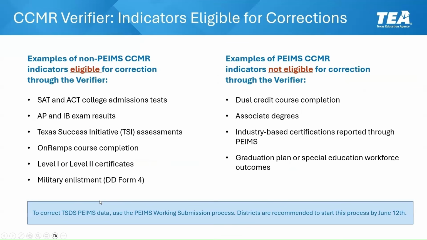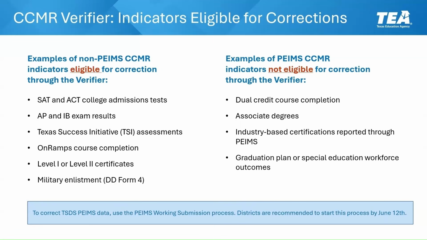The verifier also provides an opportunity to request corrections to non-PEIMS CCMR data during the verifier window, which is June 4th through June 26th. Only non-PEIMS CCMR indicators are eligible for correction through the verifier. These typically include data received from testing vendors or external agencies. CCMR indicators reported through PEIMS are not eligible for corrections through the verifier.